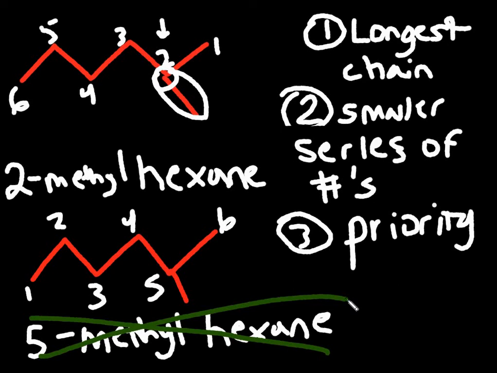Because remember, look at number 2. It says smaller series of numbers. You want the smallest number. 2 is better than 5. 2-methylhexane. You don't want 5-methylhexane. So you have to take the longest chain of that alkane. Then you have to look at the smaller number. Priority will come a bit later, but other than that, take the lower number. So it'll be 2-methylhexane, not 5-methylhexane. Okay? Let's look at another example.